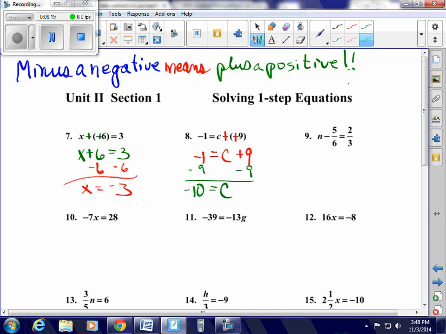In number 9, don't get freaked out about the fraction. Just because it says minus 5/6, you don't need to worry. One, you have a calculator to handle all the fractions. And number two, just because it is a fraction, it doesn't change the rule. And the rule is cancel out minus 5/6. How do you cancel a minus? Well, you use a plus. So add 5/6 to both sides.